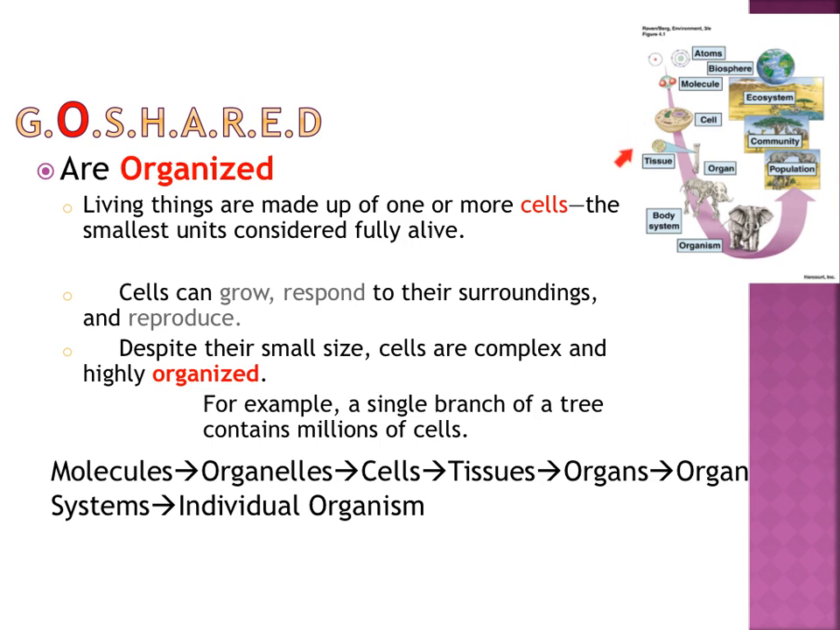Cells can come together to make tissues, and tissues can come together to make organs, and organs can come together to make body systems, and body systems come together to make organisms. Organisms come together to make populations. Populations make communities. Communities make ecosystems, and so on and so forth. So this is the organization that we're talking about.